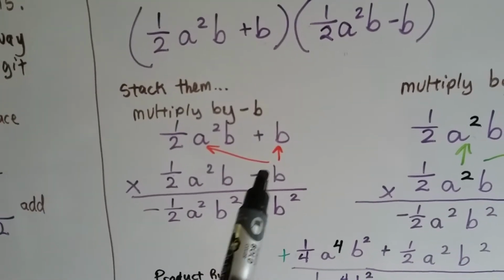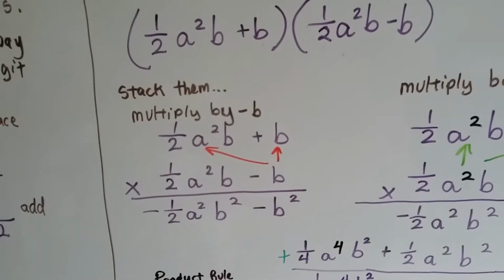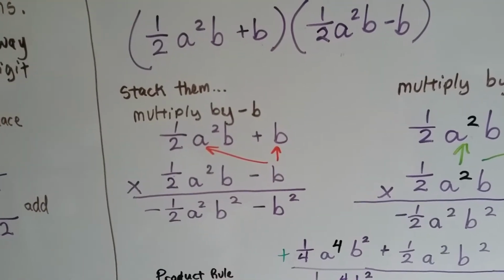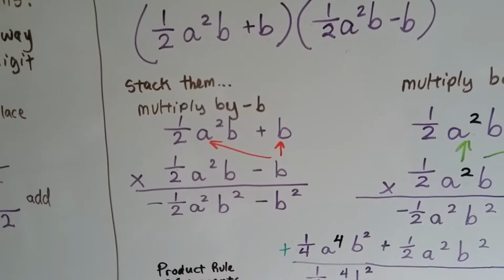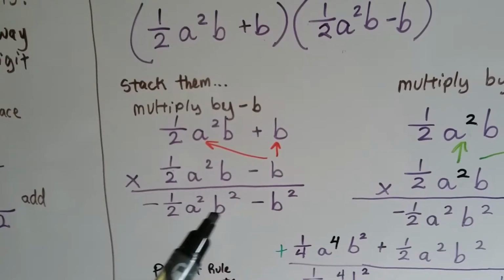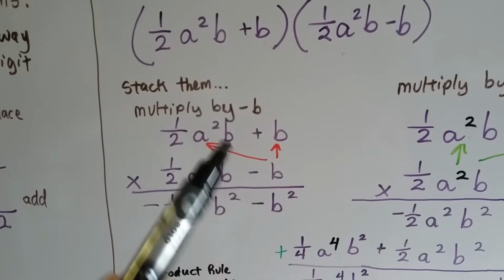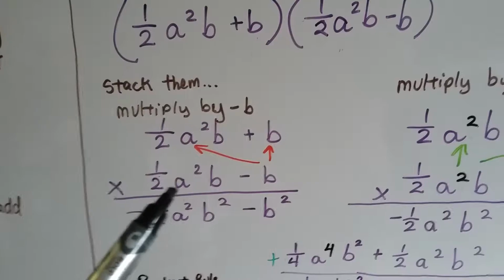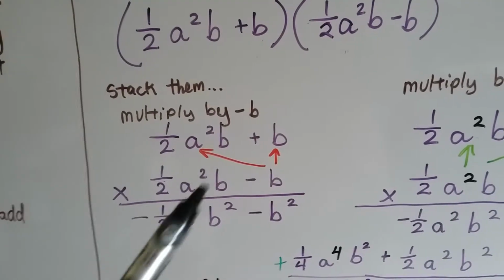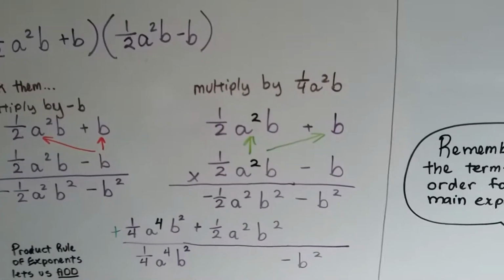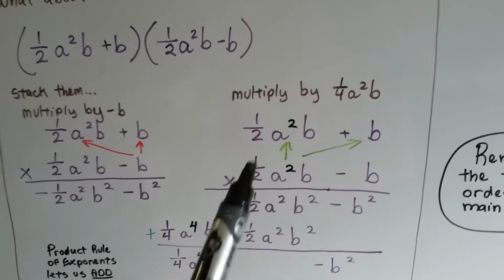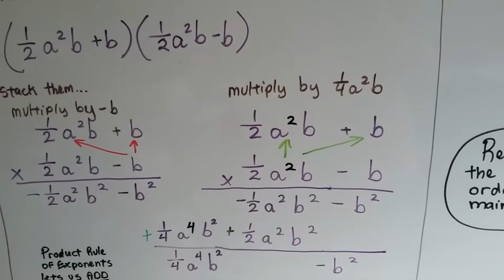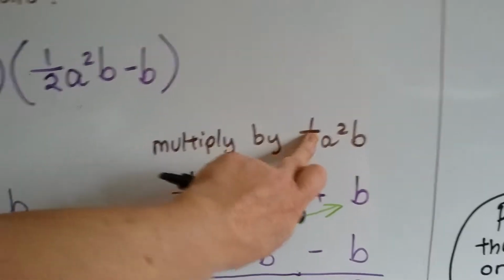Now we have to multiply this negative b times that half a squared b. So because that's a positive, and we're multiplying it by a negative, we get a negative half a squared b squared. Because there's two b's, it's going to be b squared. See? Now we can do this term that is sort of like in the tens place, can't we? We can multiply this half a squared b times this positive b. See? Oops, that's supposed to be a half.